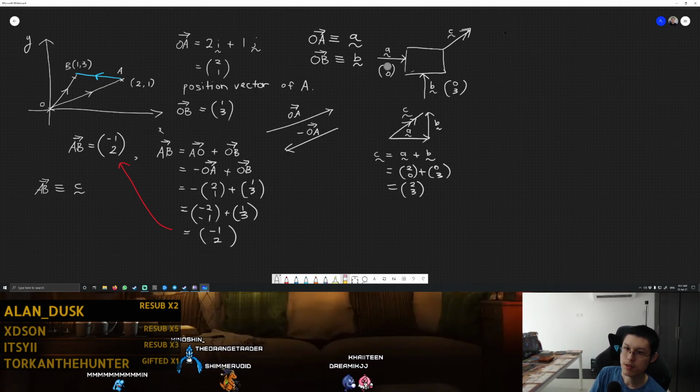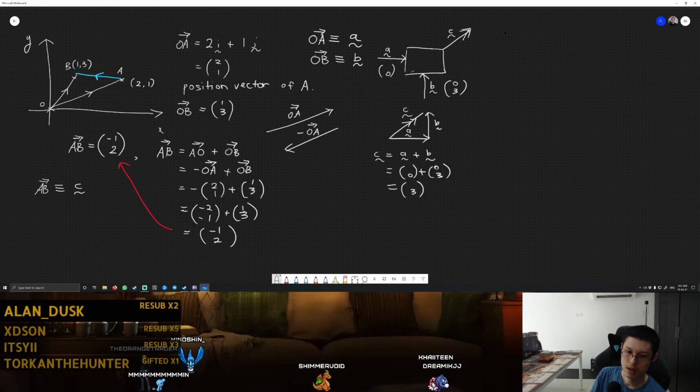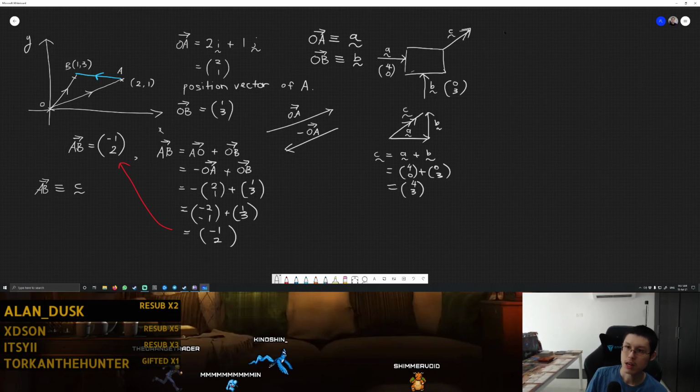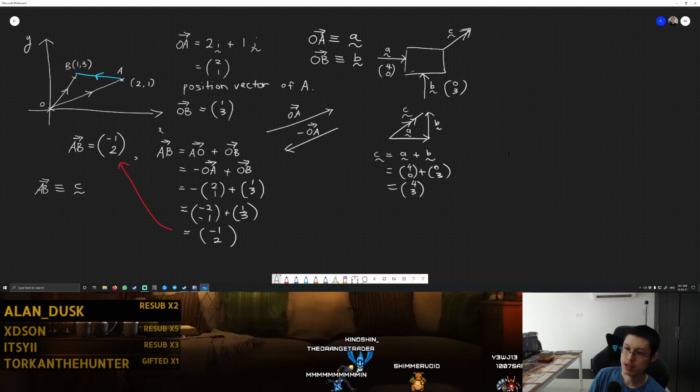Let me just change these values a bit real quick to make things easier to calculate. Call this 4 instead, right? So your vector C would have a direction (4, 3). So 4 in the x direction, 3 in the y direction. So your C would be pointing this way.